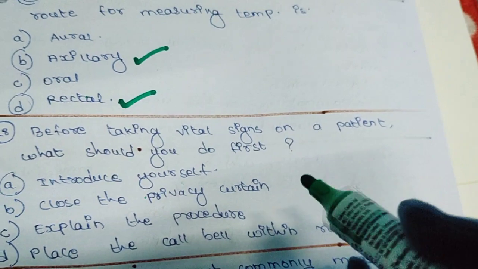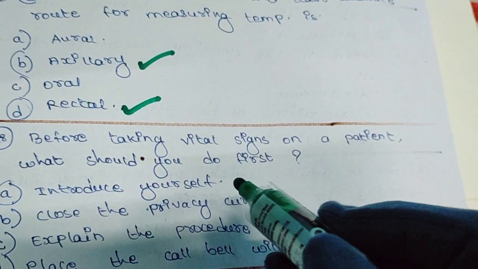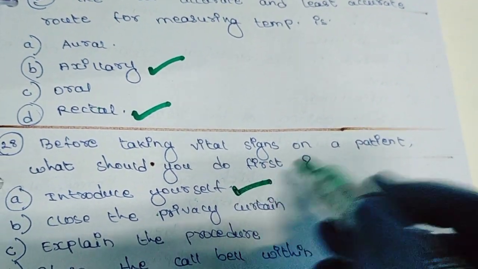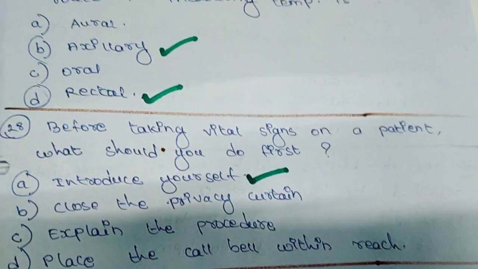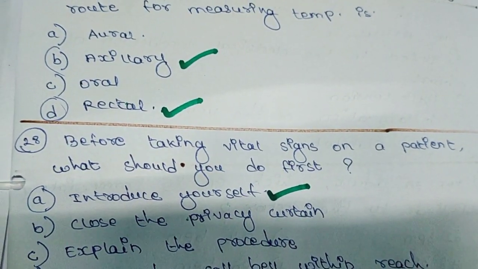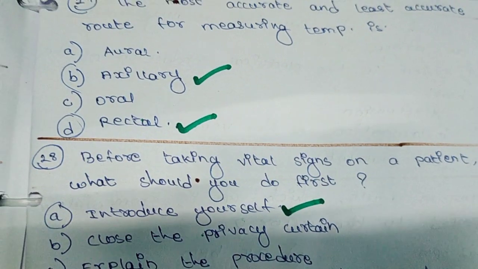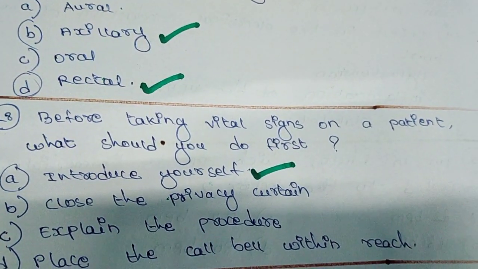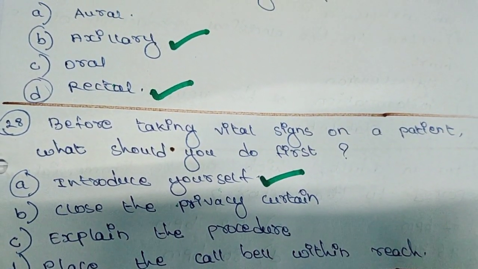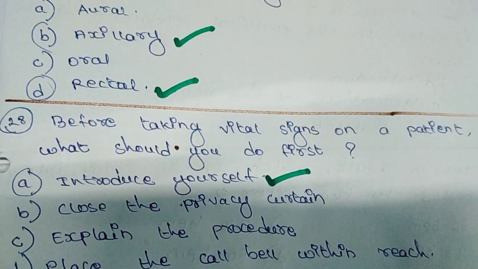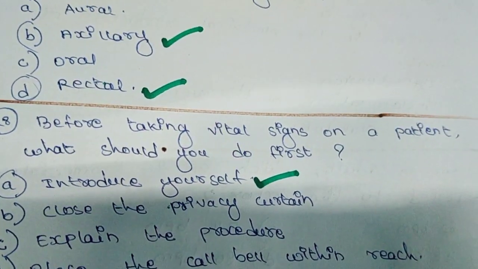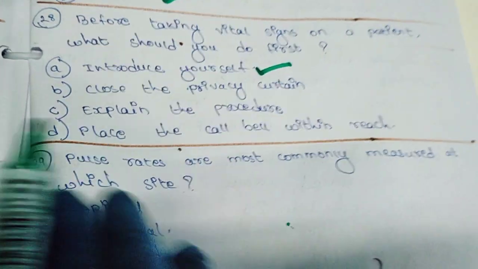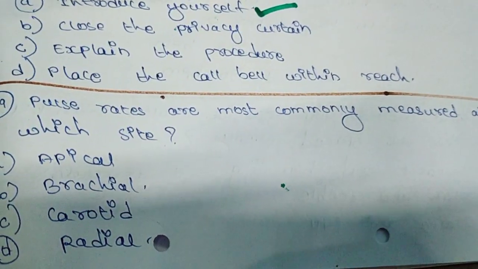What will you do? The first thing before doing any procedure is introduce yourself. So this is the right answer. Before doing anything to the patient, first you have to introduce yourself, who you are, how you are involved in the patient care, and then explain the procedure, what you are going to do, why it is important to do, and then provide privacy and continue. So these are the steps you have to follow.